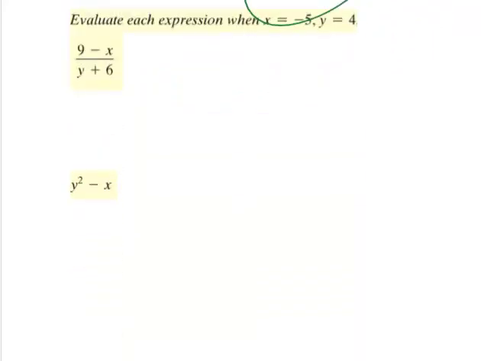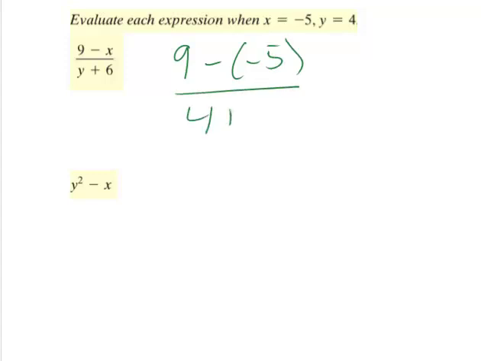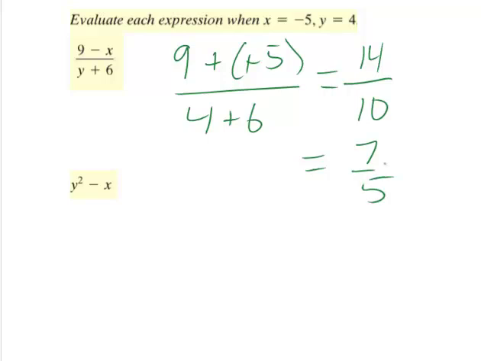And so the last couple of problems I have here just say to evaluate. It says evaluate each expression when x equals, let me clean this part up right here, there we go, when x equals negative 5 and y equals positive 4. So I'm going to write 9 minus a negative 5 over 4 plus 6. So remember, this is going to become 9 plus 5, which is 14. 4 plus 6 is 10. We can reduce that fraction by dividing them both by 2, 7 over 5.